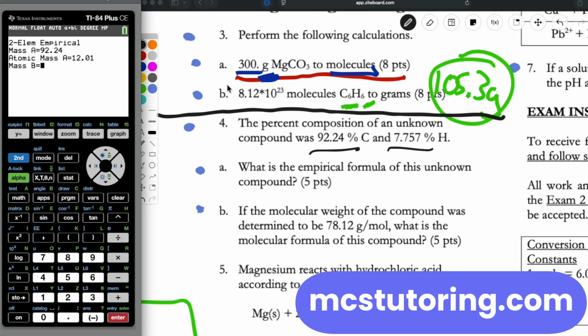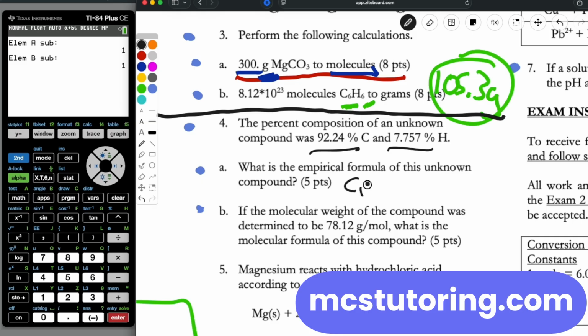So then the mass of B, that's going to be our hydrogen in this case. We're going to write it or enter it as 7.757. And then what's the atomic mass? I think it was 1.01. I'm just going to roll the dice with that. Okay, so the element A subscript is 1. The element B subscript is 1. So empirical formula would be C₁H₁.